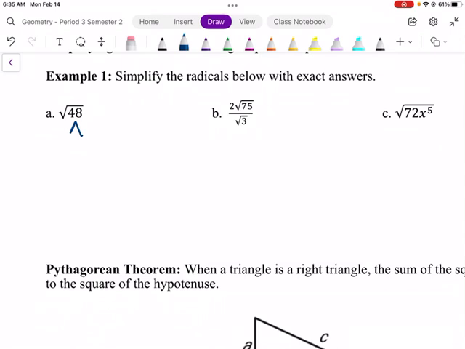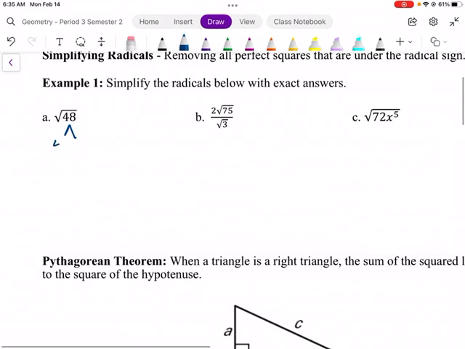So we're going to do a factor tree. We need to think of two numbers that go into 48. I know 4 and 12 go into 48, and 4 and 3 go into 12.